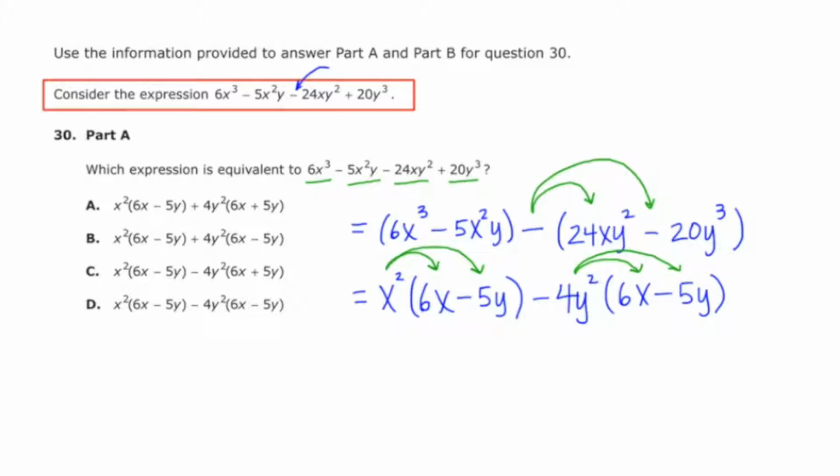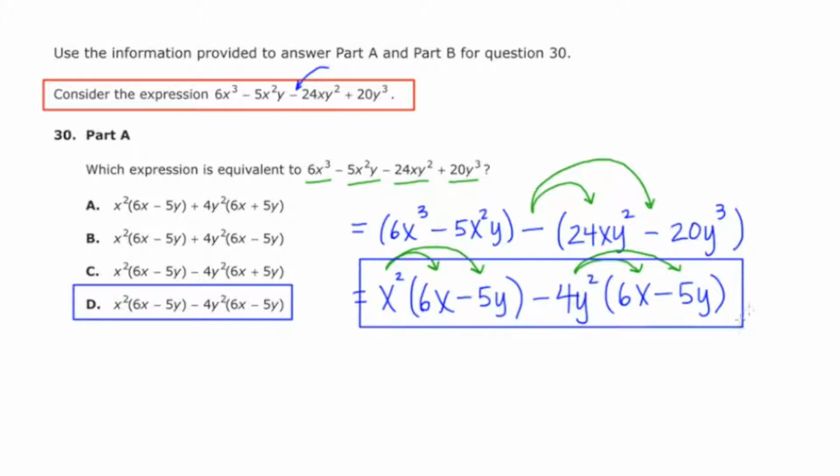So now I just have to check and scan through my answer choices, all of which look kind of similar to what I wrote, and then pick the one that hopefully matches up. And as I look through these very quickly, it looks to me like letter D is going to be the winner here. Letter D looks like exactly what I have in my algebraic work over here to the side. So the answer to 30, Part A, in doing this factoring by grouping technique is answer choice D.